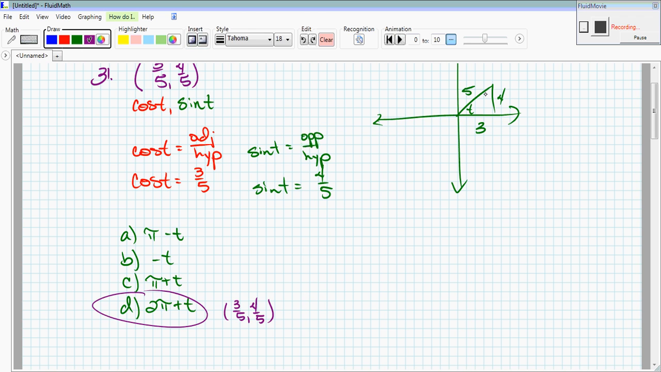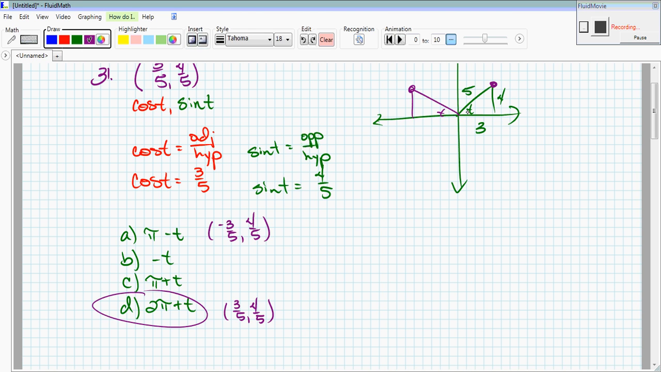Okay, so if we have pi and we have minus t, that's going to put this over here, pi, and then we subtracted this. So here we are at pi, we subtracted this, we're at this point. Well, what we should have is the same terminal point as we have here, but with a negative x and a positive y. So this should be a negative 3/5, 4/5.